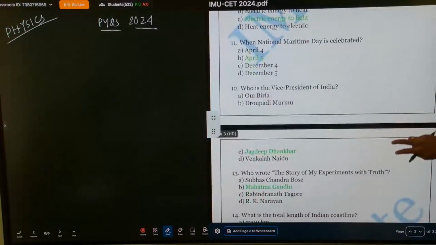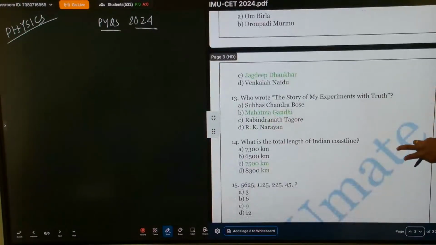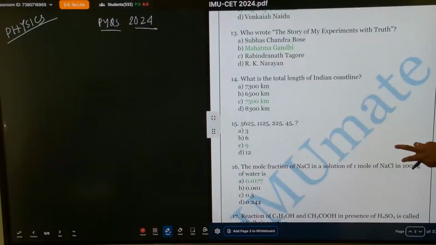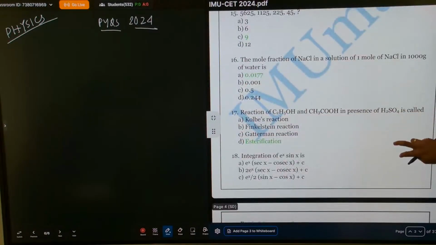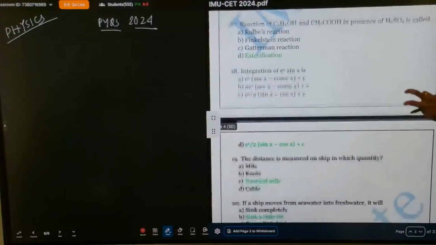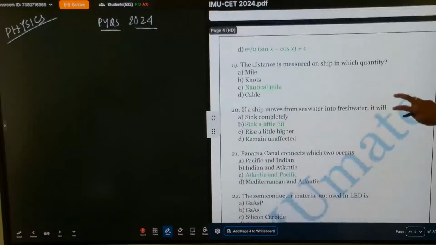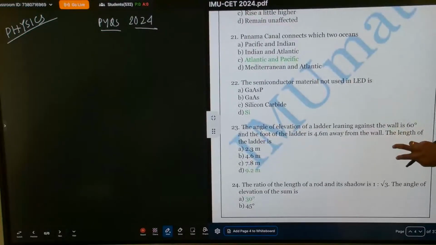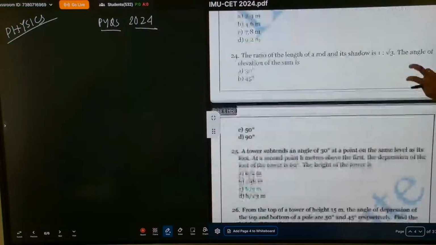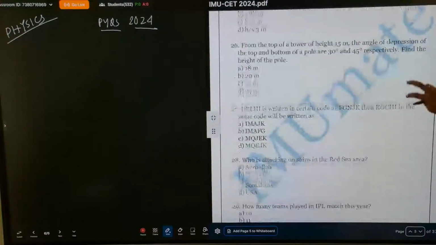Sir, is there available anywhere the blueprint of each chapter? No. We are preparing it. Wait for some time. We all are at it. These are mathematical questions, I think.